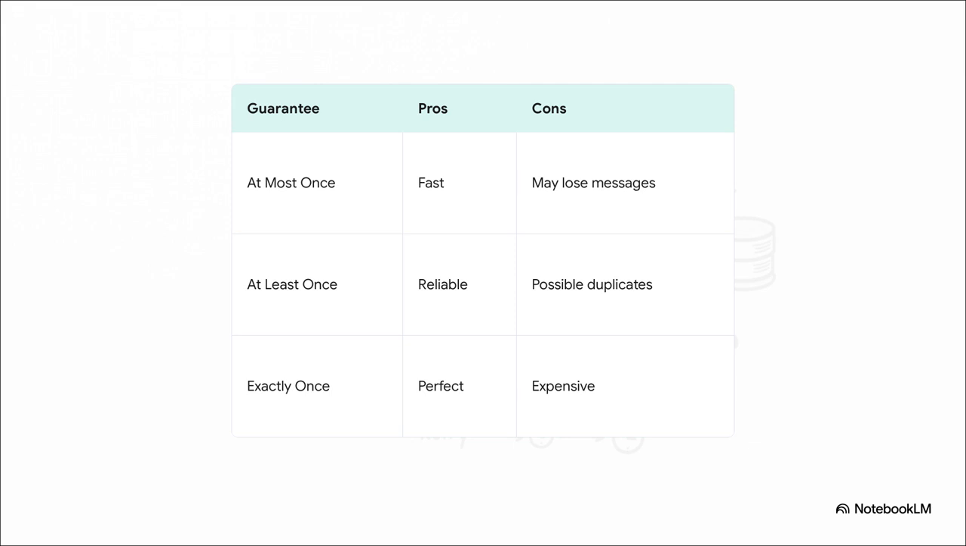At most once is fast, sure, but you will lose messages. Exactly once sounds perfect on paper, but it is extremely difficult, super expensive, and highly complex in distributed systems. That's exactly why enterprise architectures almost universally choose the middle ground, at least once delivery paired with idempotent consumers. It's the sweet spot. You get rock-solid reliability without the crippling bottlenecks of those old distributed transactions.